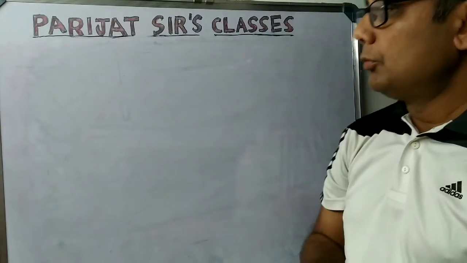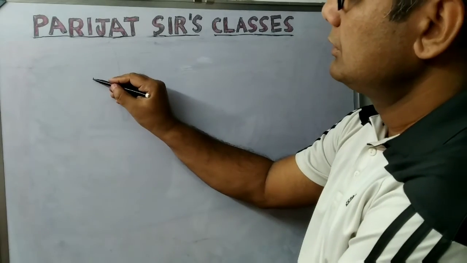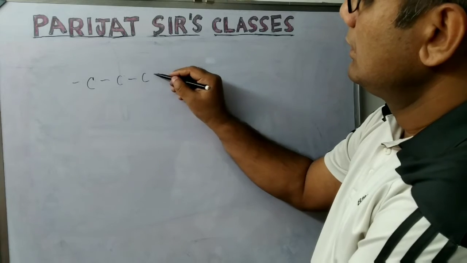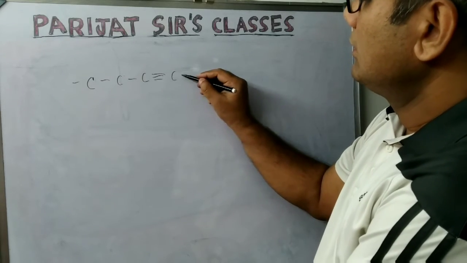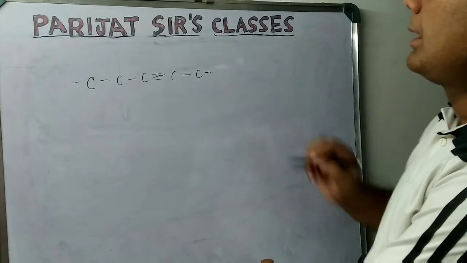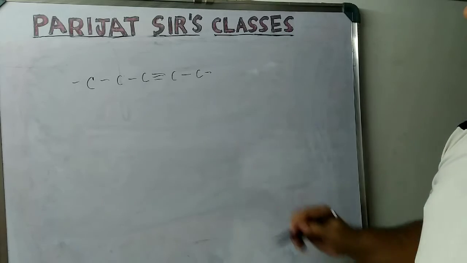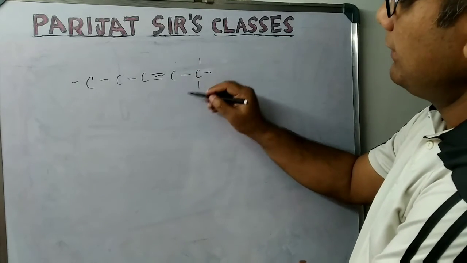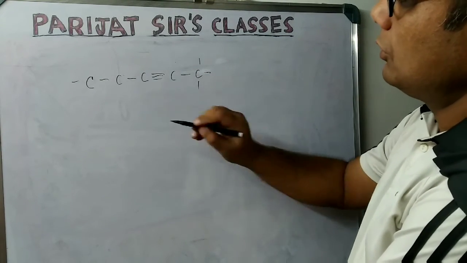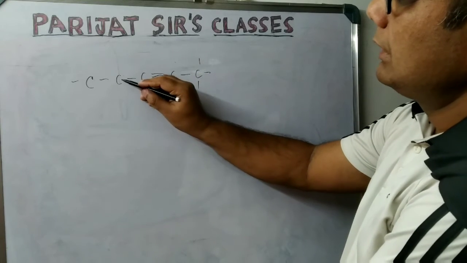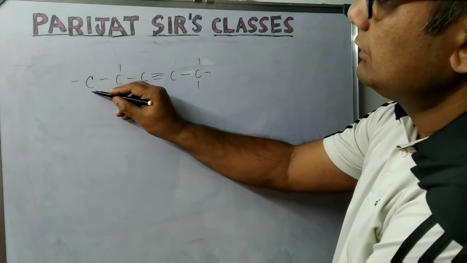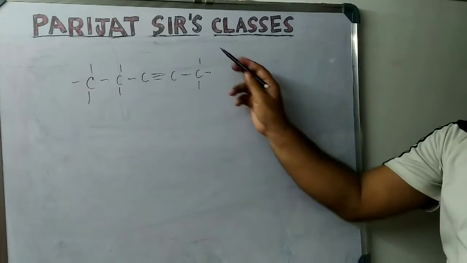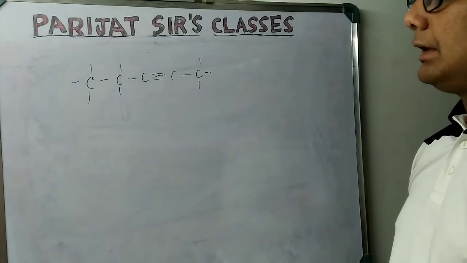Let's make a few more. Suppose this is the structure given. So we'll fill up with the hydrogens: 1, 2, and this carbon atom has got 3, and 1, 4. This is 2, so 2 more. So these are all hydrogens attached. So let's give the name.